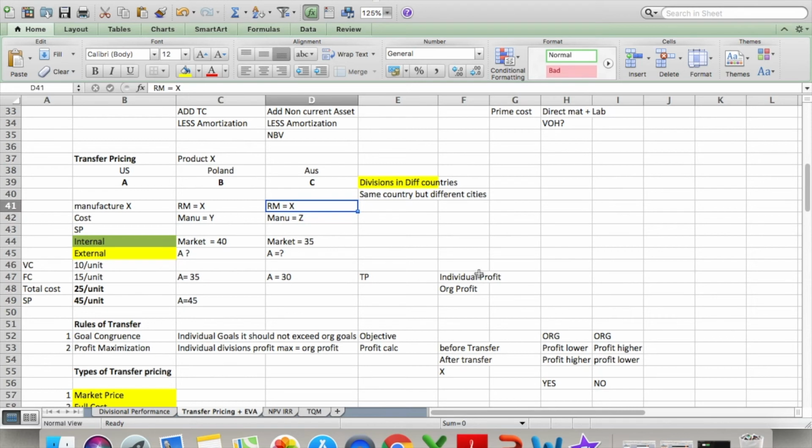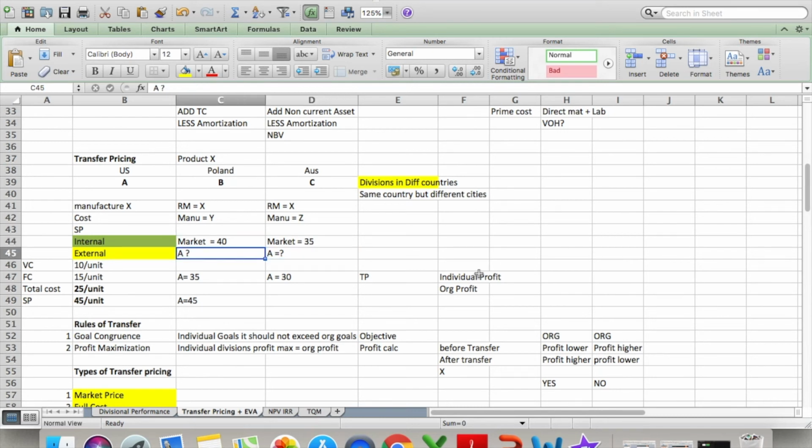C, let's look at C. C also purchases X and manufactures some other item known as Z, and its market price for X is $35. Now, it's not going to purchase it for 45 from A at any cost, because it's going to lower its profit margin, correct? So now the key here is what?